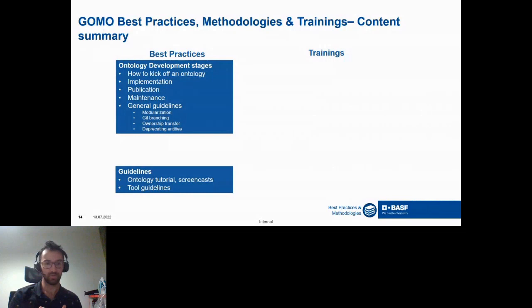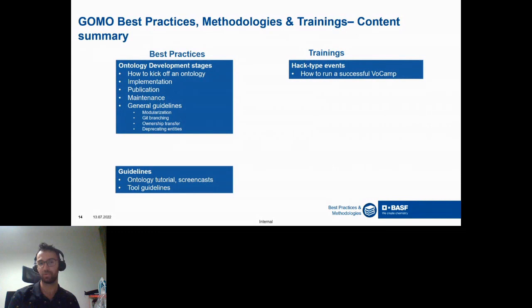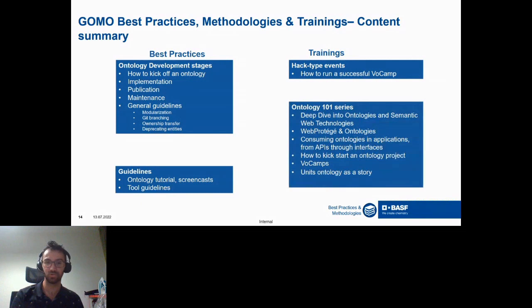And if we go then to trainings, we have information from hackathon events, such as how to run a successful bootcamp, a hackathon that we have developed for validating or obtaining information from domain experts related to a specific domain. And we have also our Ontology 101 series, where according to the needs of our users, we develop trainings directly tied to them, for people with fewer skills in ontologies, for specific tools such as WebProtege, for people who wanted to know how to consume ontologies in applications, also for new users who wanted to know how to kickstart an ontology project, or even as a whole, having some examples of the development of ontologies in BASF told as stories that could help users to know the big picture.